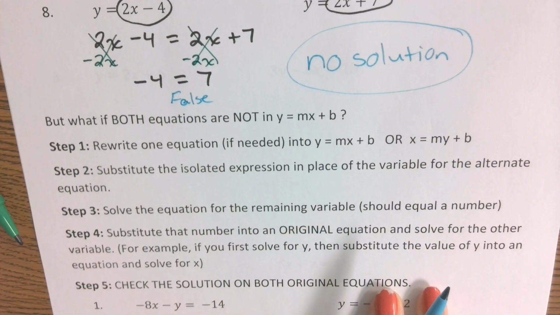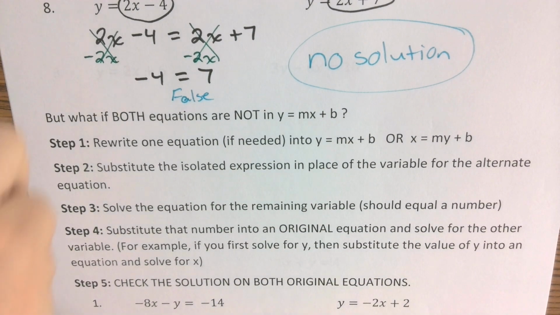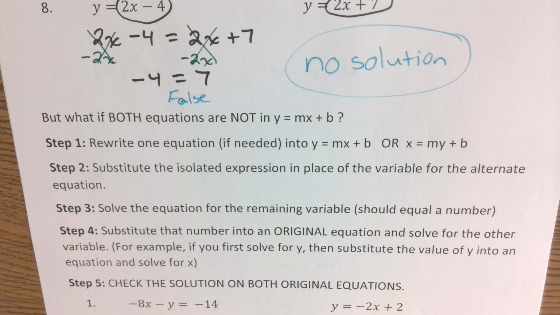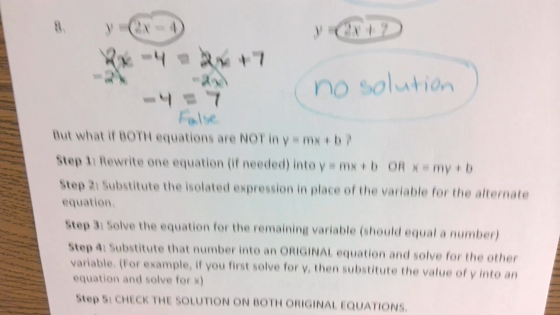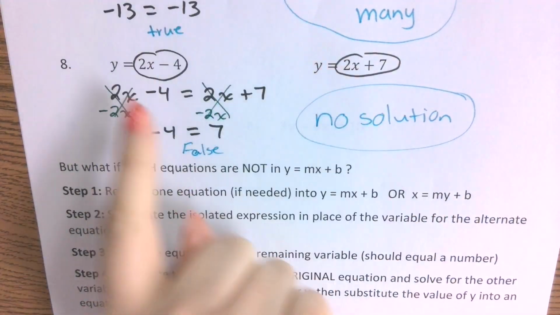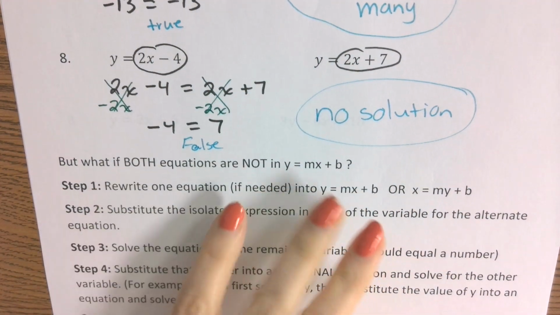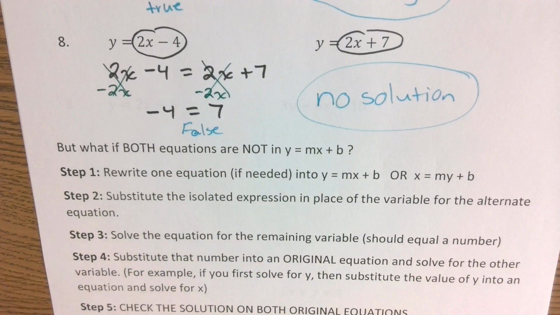Okay. Now, all of the problems that I've shown you happen to be written in y equals format, right? Both equations were written as y equals. But what happens if you are in a situation where only one of them is written in slope-intercept form? Both of them are not written in that slope-intercept form. You can still solve using substitution. Substitution is still an easiest method to use.